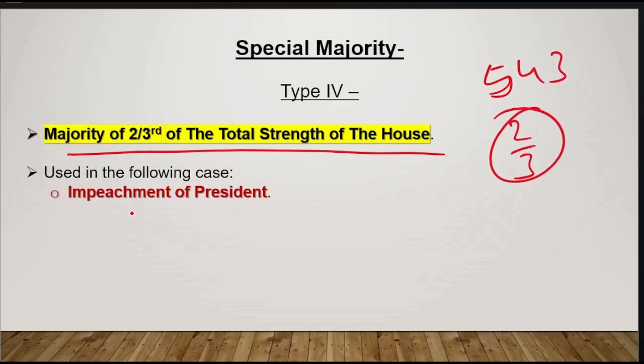Now, this particular type of majority is being used কোথায়? না impeachment of the president. তো প্রেসিডেন্টকে ইমপিচ করার জন্য আমাদেরকে এই মেজরিটিটা লাগবে, যেখানে majority of 2/3 of the total strength of the house. বোঝা গেল? So these are the type of majorities that we are having.